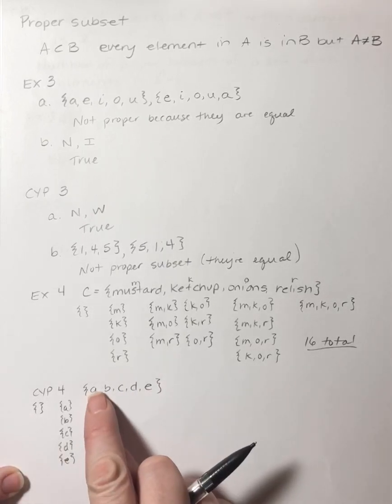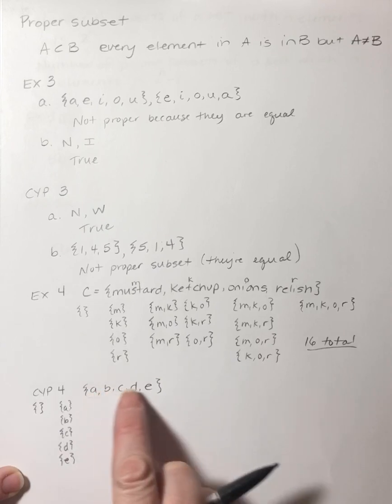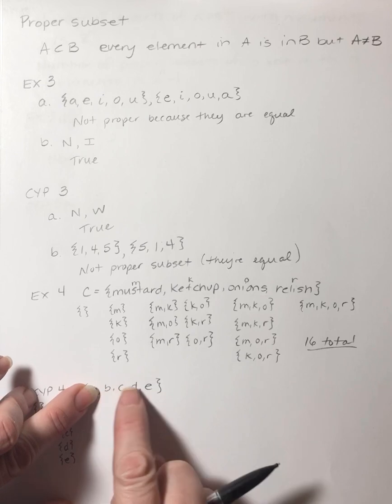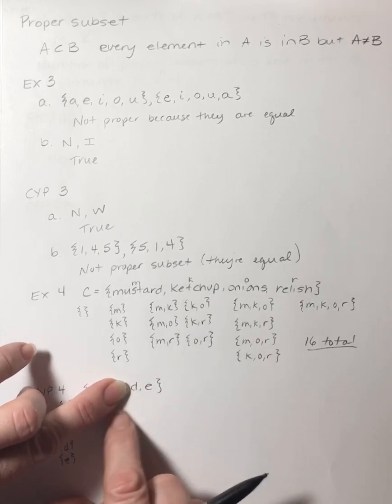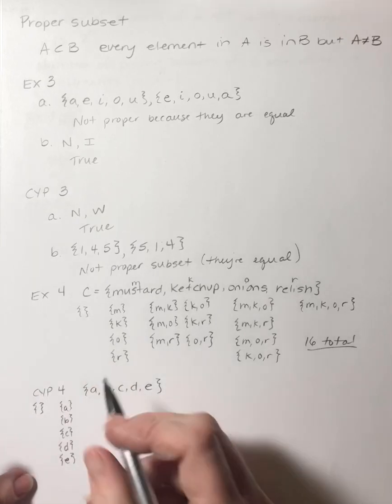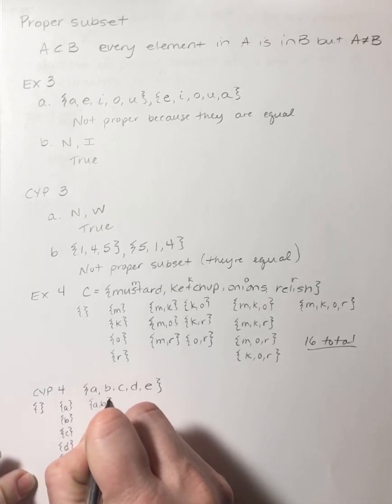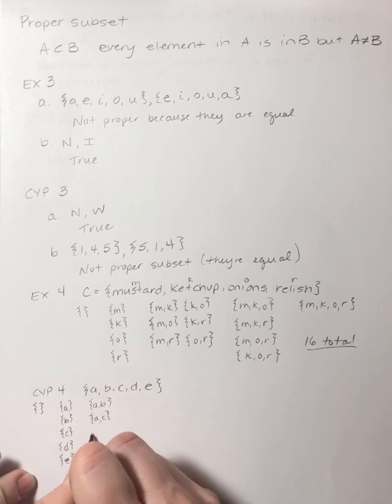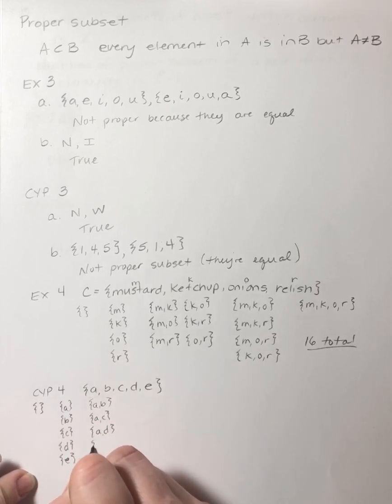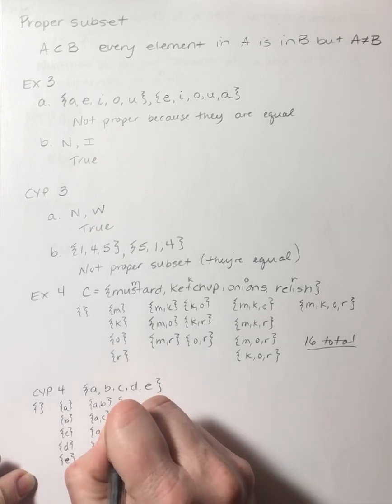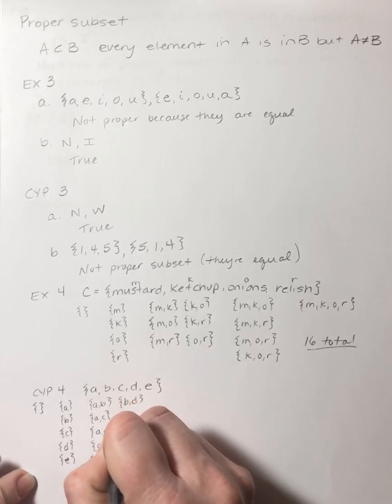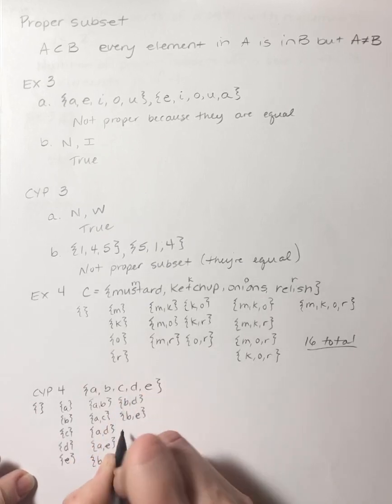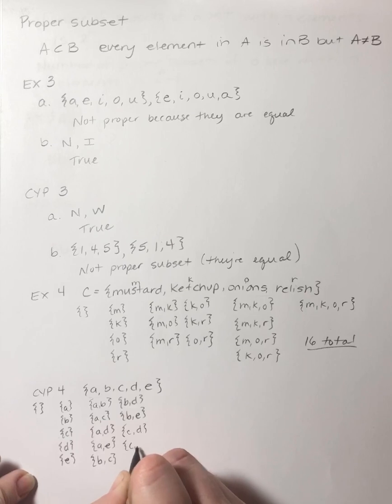So I'm going to do A with B, A with C, A with D, A with E. And then B with C, B with D, B with E, C with D, C with E, and then D with E. Okay? A and B, A and C, A and D, A and E, B and C, B and D, B and E, C, D, C, E, and D, E.